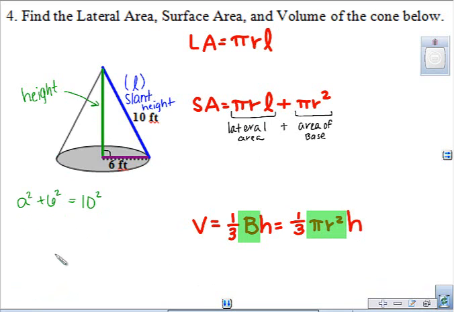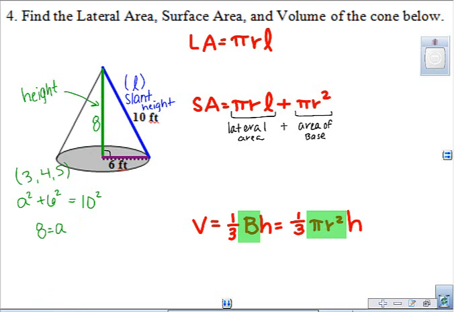This is another Pythagorean triple. This is actually a multiple of a 3, 4, 5. If you remember the 3, 4, 5, you can multiply that by anything. 6 is just 3 times 2, and 10 is 5 times 2. So this second leg is going to be 4 times 2, so it actually comes out to be 8. So this is a 6, 8, 10, just a multiple of a 3, 4, 5.